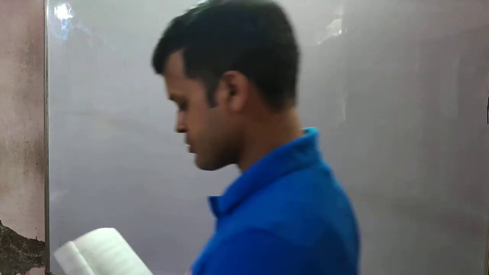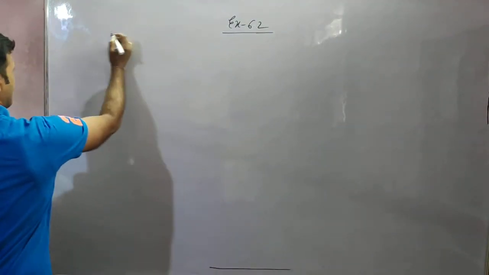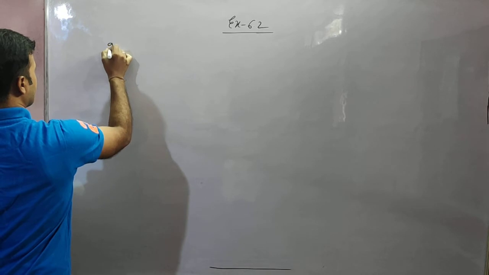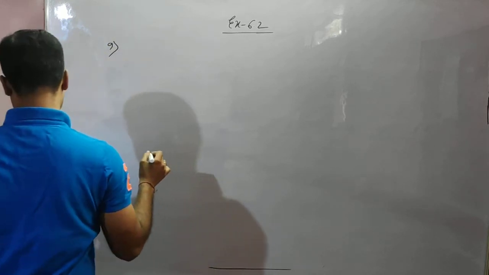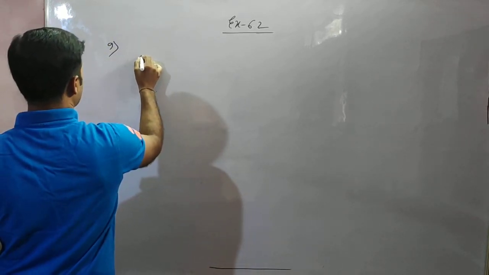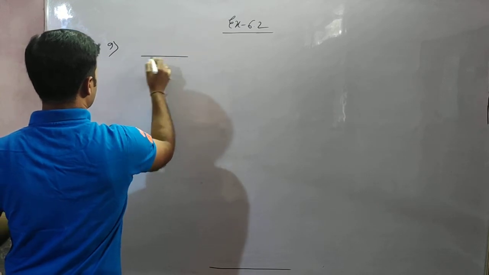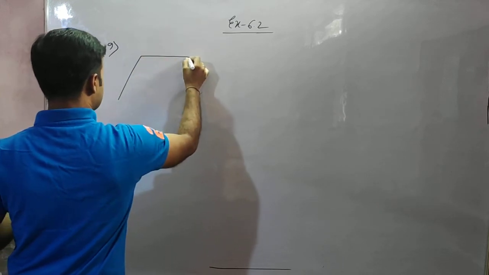Let us see one more pattern, students. Number 9. ABCD is a trapezium, okay? So ABCD is a trapezium.